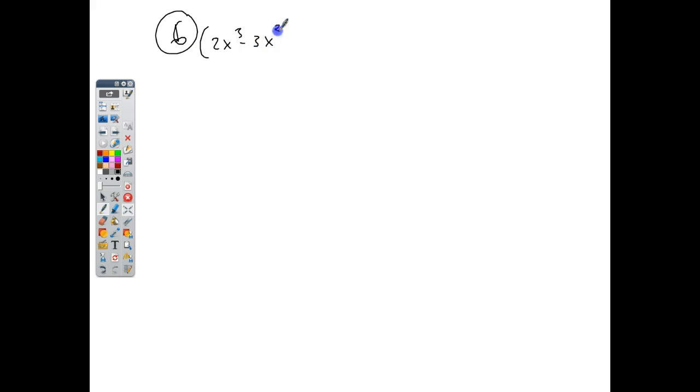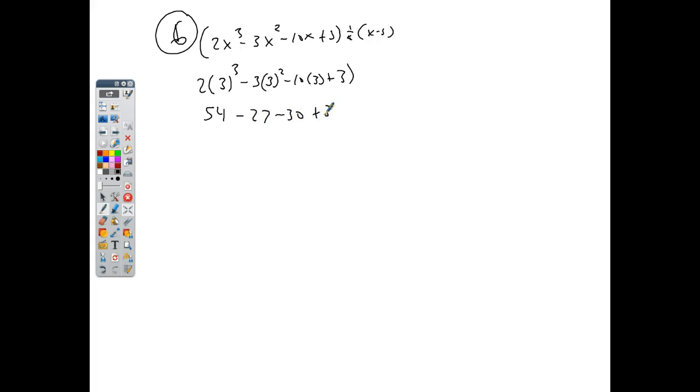Minus 3x squared minus 10x plus 3, divided by x minus 3. So I'm plugging in 3, so that's 2 times 3 cubed minus 3 times 3 squared minus 10 times 3 plus 3. That's 27 times 2 is 54, minus 27, minus 30 plus 3. So that would be 57 minus 57, or 0. So yes, it is a factor.